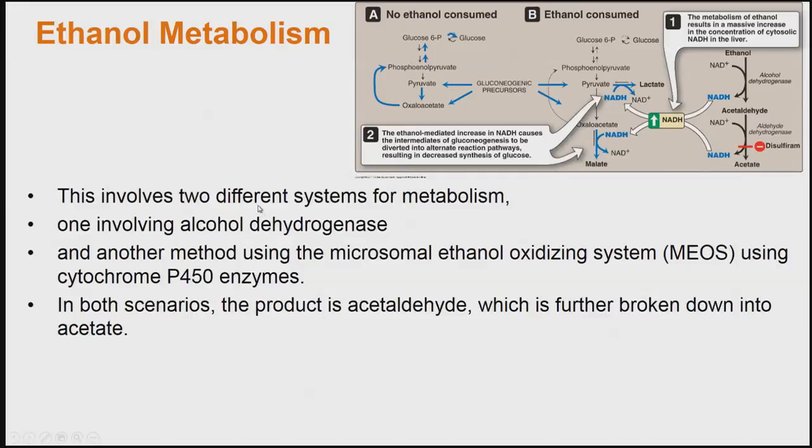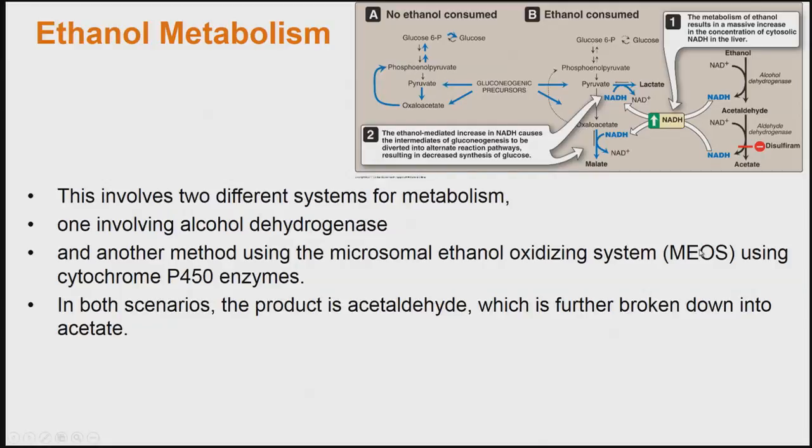So the two different systems that deal with ethanol in the beginning are alcohol dehydrogenase, which is the enzyme we're going to focus in on today. There's also a microsomal ethanol oxidizing system, this MEOS system, that actually uses cytochrome P450 enzymes. Therefore, it actually uses NADPH, which we saw in the HMP pathway. We're not really going to talk about that system today.